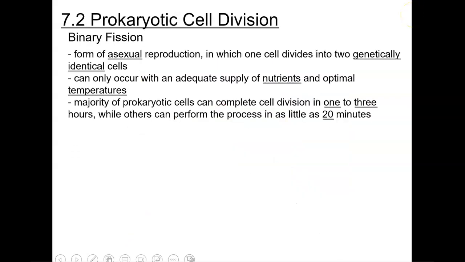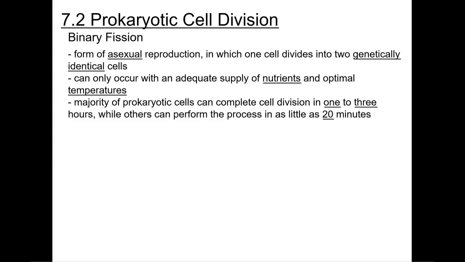For prokaryotic cells, they don't go through mitosis, but they go through a process that's going to be very similar. This process is called binary fission. It's a form of asexual reproduction in which one cell divides into genetically identical cells. So it makes one parent cell into two daughter cells.